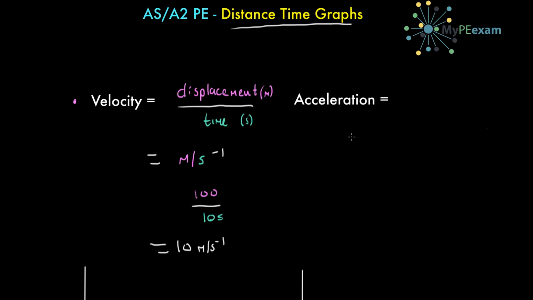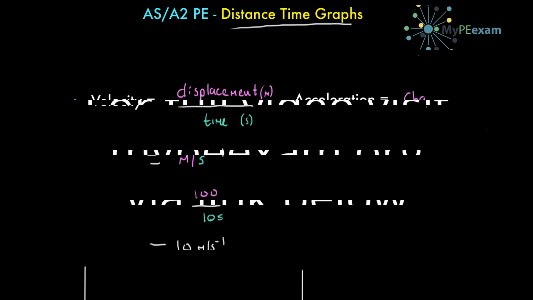Now, acceleration is the other vector quantity that's really useful for you to understand, to know before we get into these distance time graphs. And I'm going to show you a couple of different formats of this.